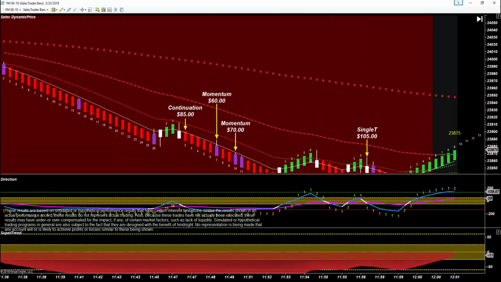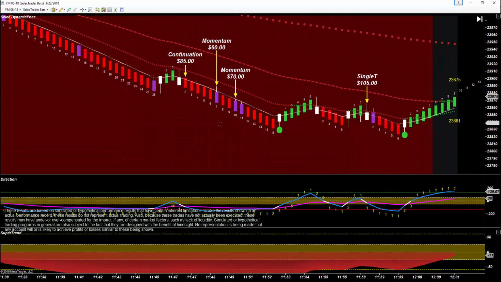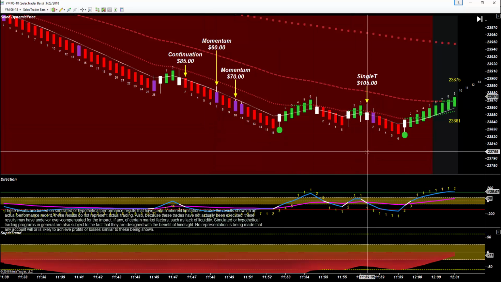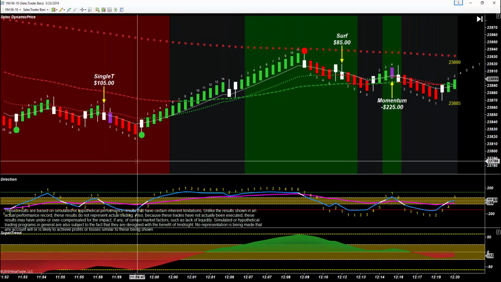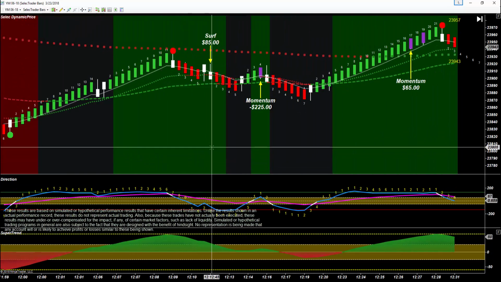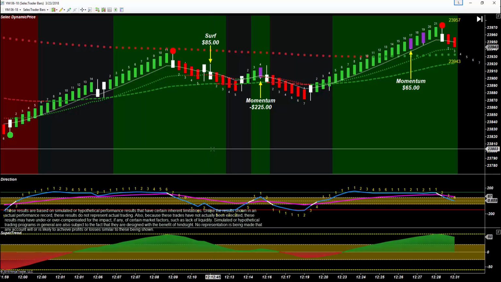Then we have a continuation with a few momentums, a lot of pullback, which can sometimes happen on these days where the market has a strong downtrend. Then we have a single T short here, good for our profit target, plus about 5 extra ticks. We have a surf short at 1212, hitting profit target, grabbing about 5 extra ticks with the runner.